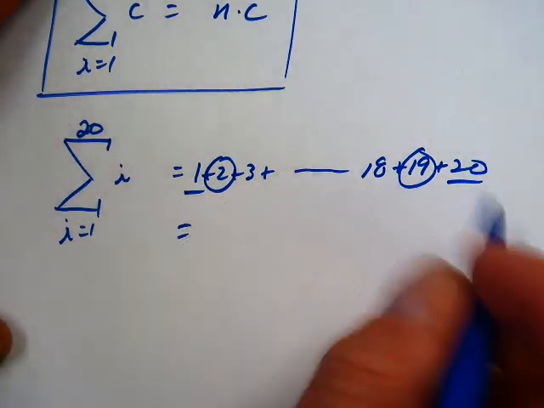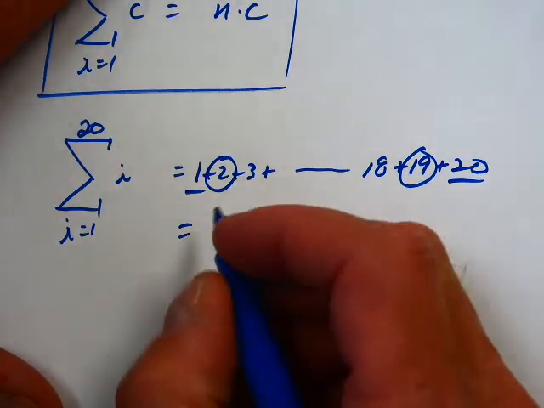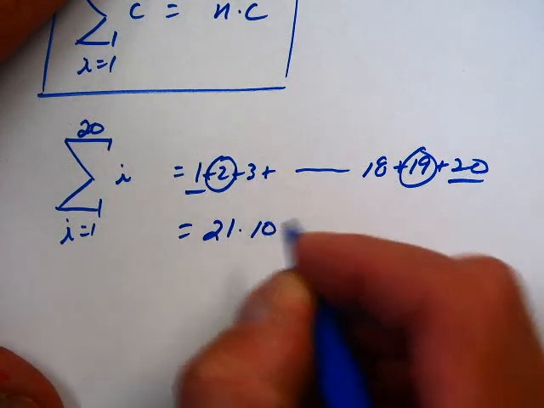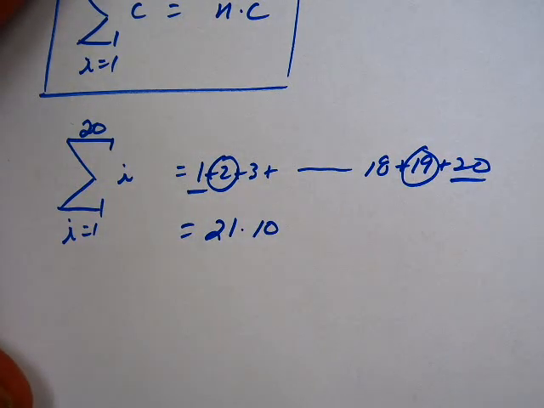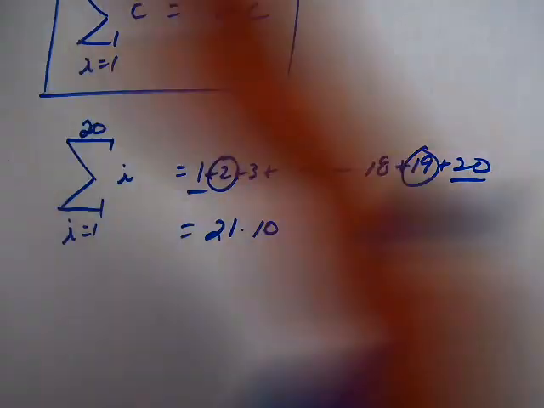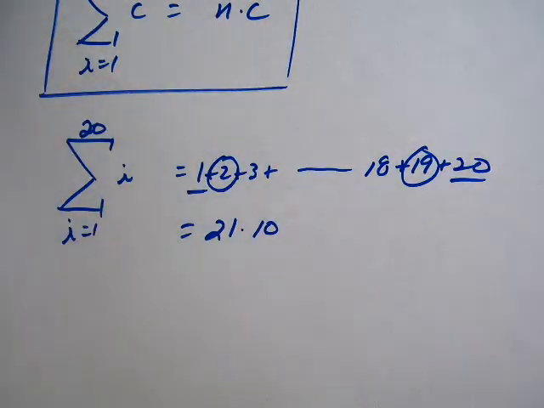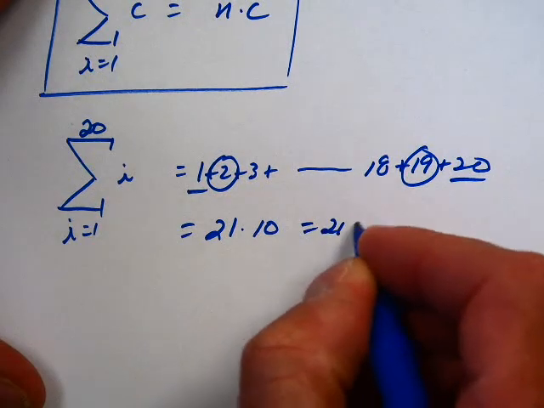So how would we calculate the sum of this? 21 times 10. There's a definite pattern where we're adding up the sum of consecutive numbers. Why do we go times 10? That's a good question. We're going to come up with that next. So this would be 210.